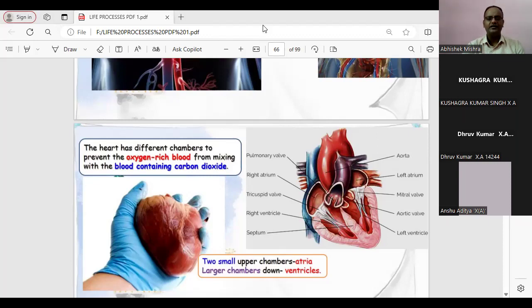Anyone? What is the importance of the 4 chamber? Good, Sumit, for getting the required amount of energy. Our energy requirement, that means the human, definitely our energy requirement is maximum. And that is why we have the 4 chamber heart, so that the oxygenated and the deoxygenated blood do not get mixed up.